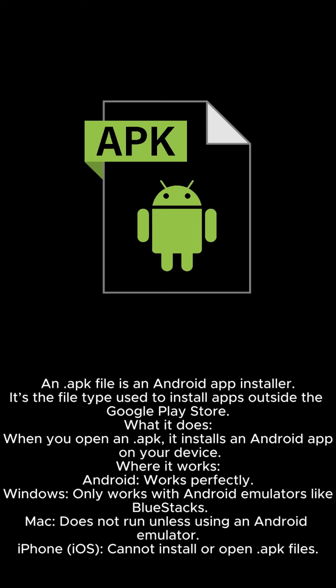An .apk file is an Android app installer. It's the file type used to install apps outside the Google Play Store. What it does: when you open an .apk, it installs an Android app on your device. Where it works: Android, works perfectly. Windows only works with Android emulators like BlueStacks. Mac, does not run unless using an Android emulator. iPhone iOS, cannot install or open .apk files.